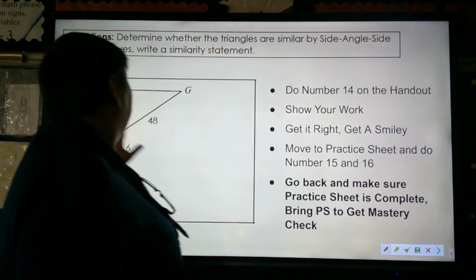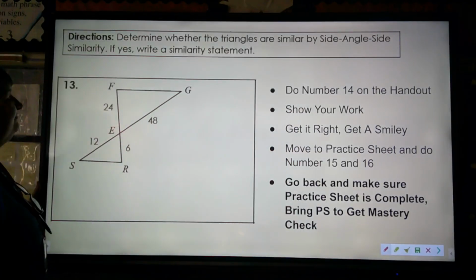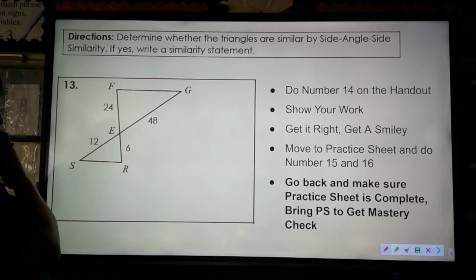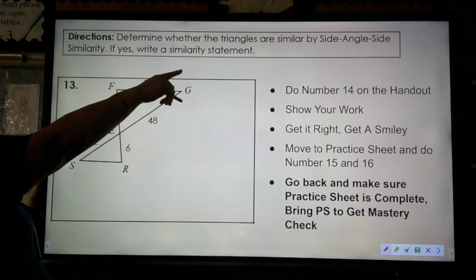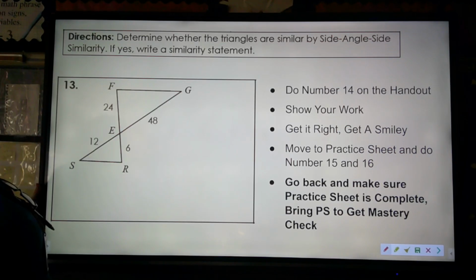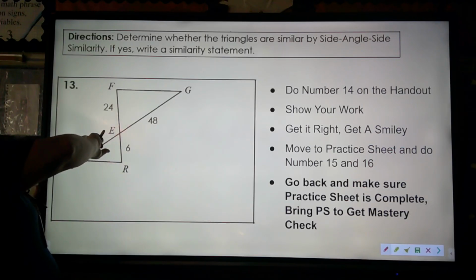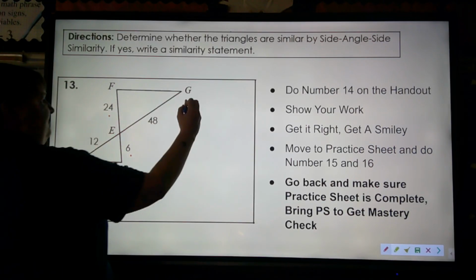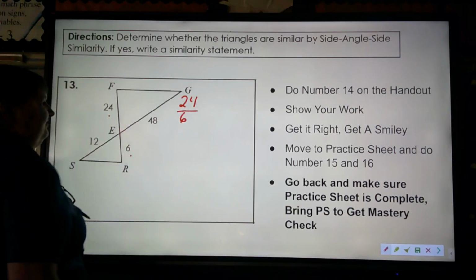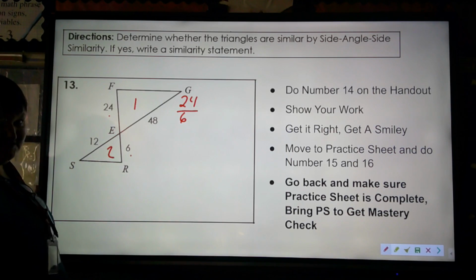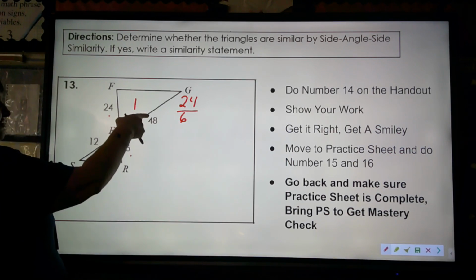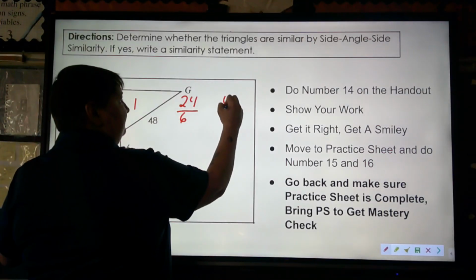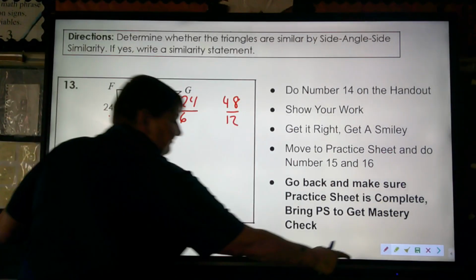Welcome back. All right, let's do one. Let's see what we know, what we don't know. It tells us to do side angle side, so we need to find corresponding sides. To stack them, I would rotate. This goes with this. So 24 over 6. First shape, second shape, just as a reminder for myself. So 48 over 12. Simplify.